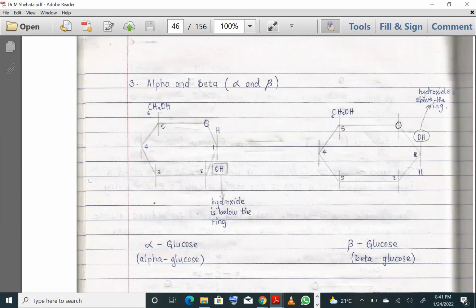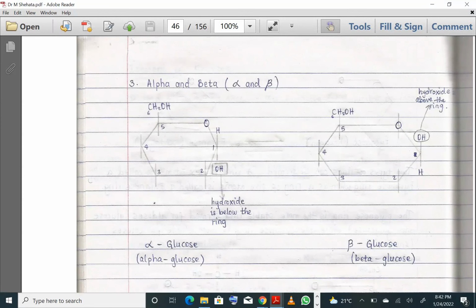So what is an alpha glucose and what is a beta glucose? The key thing here, you look at carbon 1. Now, where is carbon 1? Carbon 1 is the one on the right hand. It's always on the right hand, above there or in the middle. You can see the one there. And you just have to know this. If the hydroxyl group is below the ring, that's alpha.